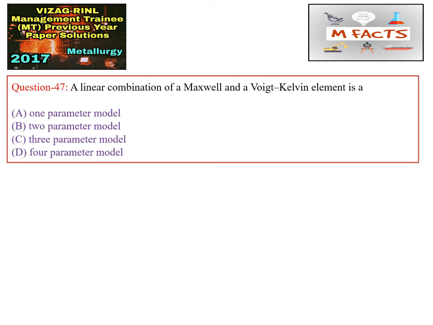Next is the linear combination of Maxwell and Voigt-Kelvin element is known as... In the spring and dashpot system, we already discussed these things in the previous video in question number 41. In part 5 of question 41, you can see what I have told you about Maxwell and Voigt-Kelvin element. This is basically the linear combination of Maxwell and Voigt-Kelvin, which consists of a four parameter model. So this is known as the four parameter model.